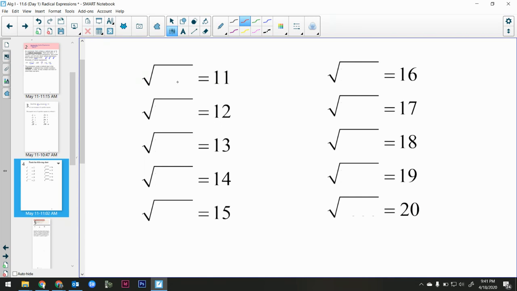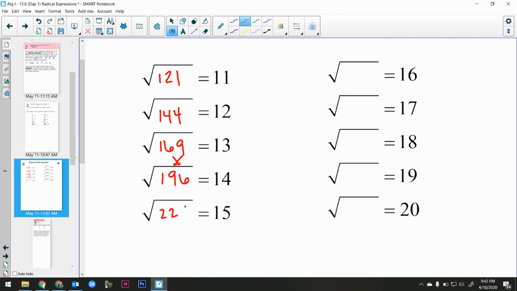Do I still know them? Let's see. 11 squared is 121. 12 squared is 144. 13 squared is 169. 14 squared is 196. That one's easy to remember because look, those numbers just kind of flip-flop.